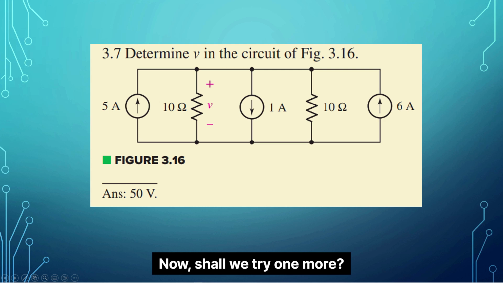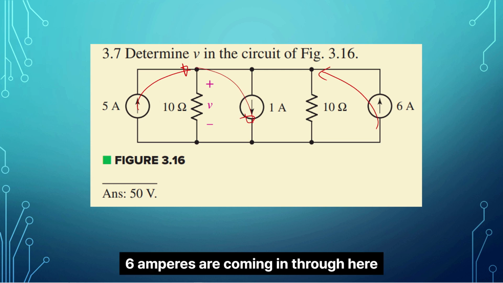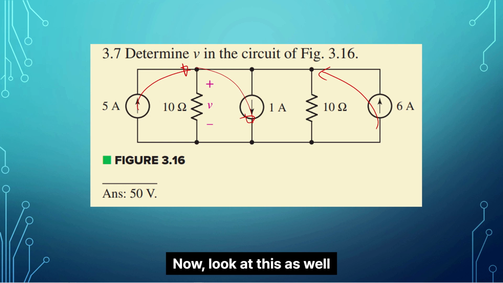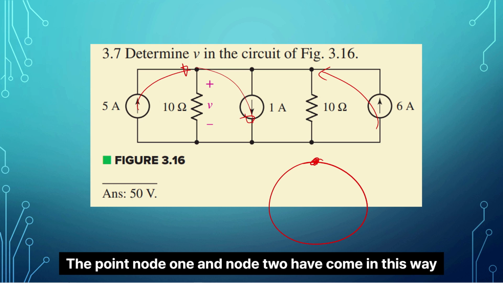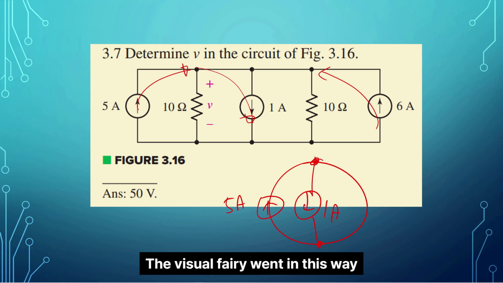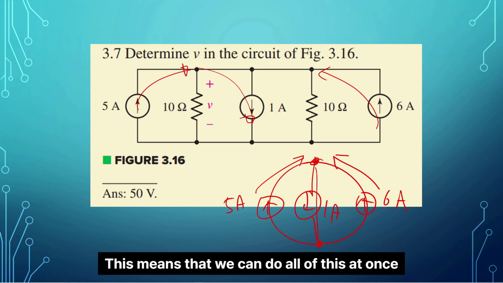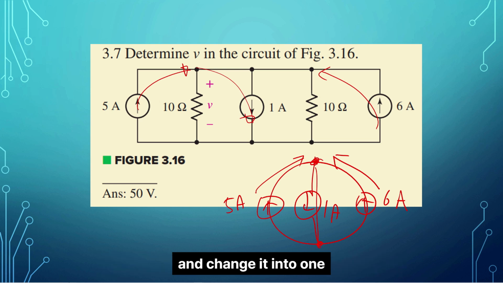Now, shall we try one more? Here, 5A is flowing in this way, and 1A is flowing out. 6 amperes are coming in through here. Now, look at this as well. Node 1 and node 2 have currents coming in this way and going out this way. This means that we can do all of this at once and change it into 1.